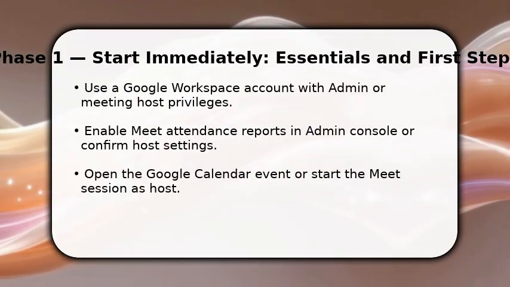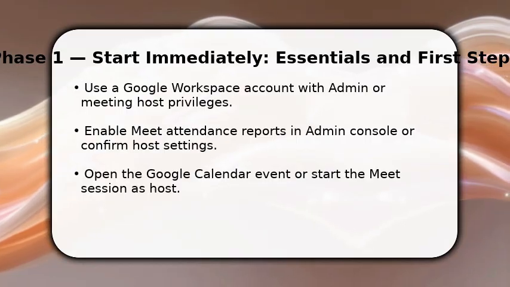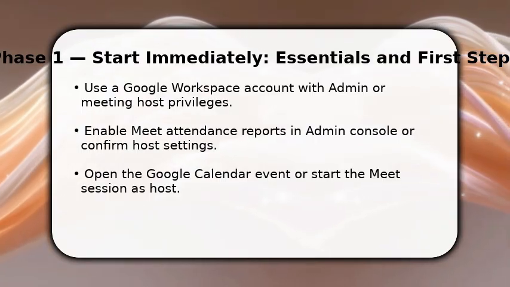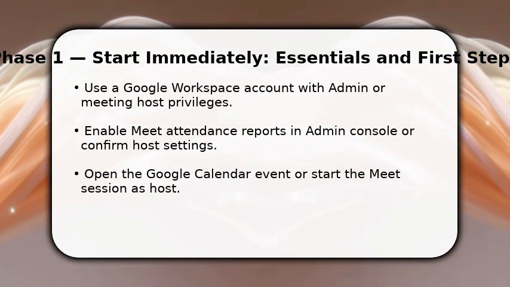Once done, click the People panel and check Participant List, update so names populate. Keep the meeting running until attendees join and leave normally. Because Google logs join and leave timestamps, this is how the report captures attendance.